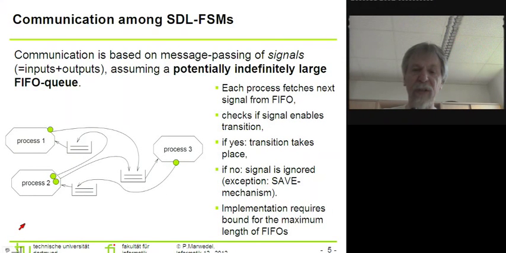Now for SDL, communication by means of message passing is the key feature, and this is how it works. In SDL, we assume that we have a set of finite state machines. In the graphical notation, they are denoted by octagons. And for each of these finite state machines, we have an associated FIFO. So one FIFO per finite state machine.